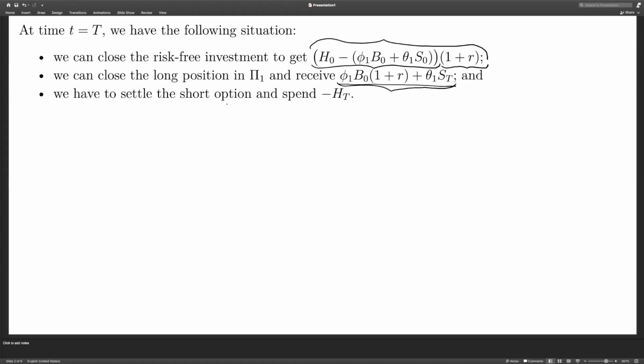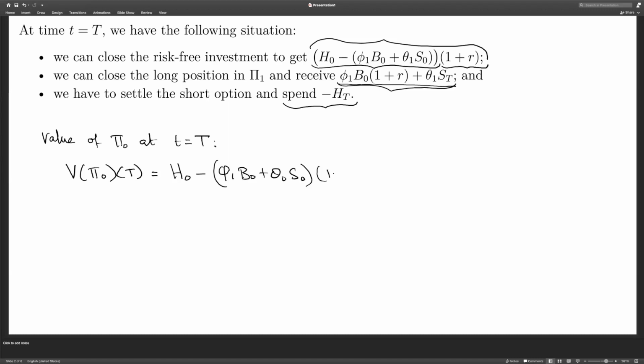Remember, we have written the option, therefore we have to settle it, in the sense that if the holder wants to exercise the option, then we will have to supply one stock to the holder, or maybe settle with cash also, and thereby we will be spending the payoff HT. So this is what happens at t equal to capital T. Therefore, what is the value of the portfolio pi naught at time t equal to capital T? We have V of pi naught at capital T is equal to H naught minus phi 1 B naught plus theta 1 S naught, times 1 plus R.